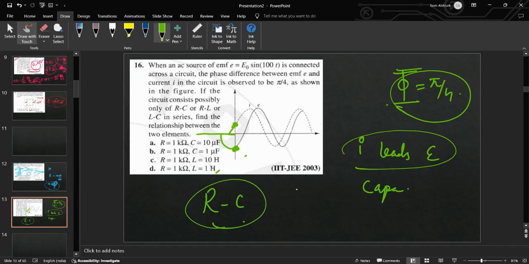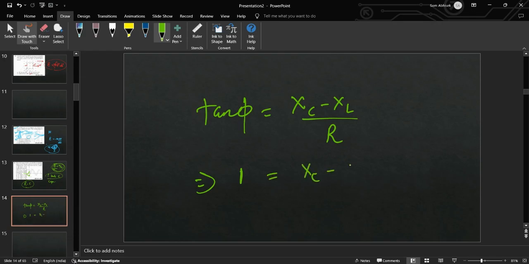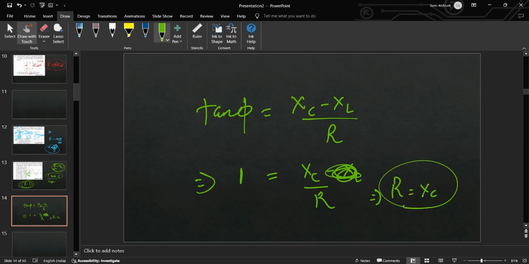So in an RC circuit, what is the formula for this phase difference? Tan phi is equal to XC minus XL by R. This is the formula. So tan pi by 4 is 1, which is equal to (XC minus XL) by R. First of all, there is no XL here, we just concluded this is an RC circuit, so XL is equal to 0. So XC by R is 1, so R is equal to XC. The resistance is equal to capacitive reactance because there is no inductor. What is XC? XC is equal to 1 by omega C.